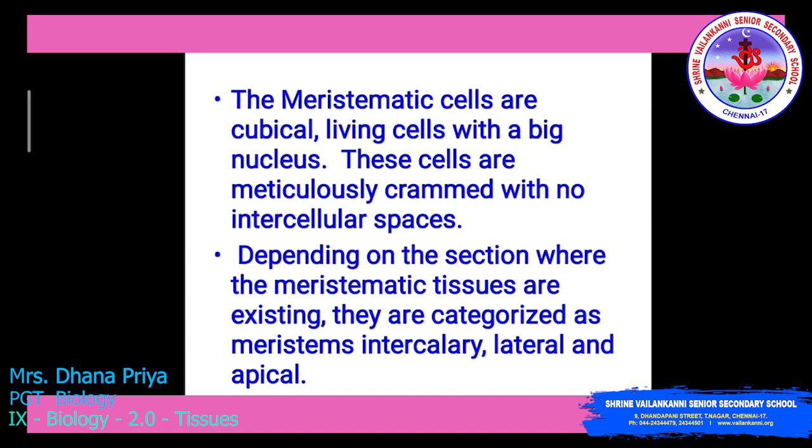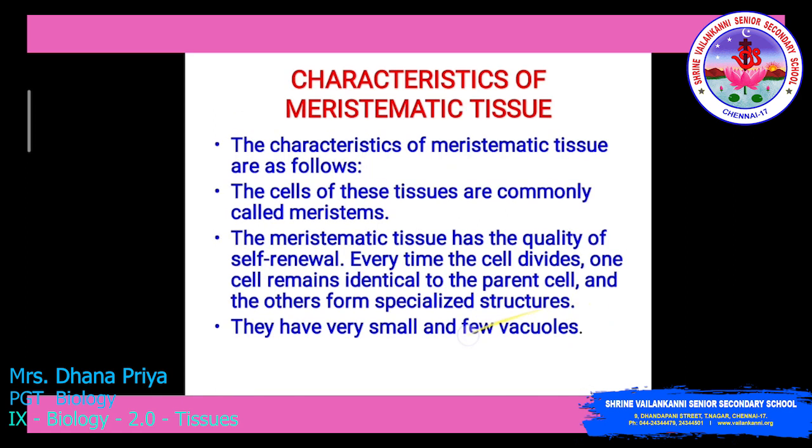Depending on the section where the meristematic tissues are existing, they are categorized as apical, intercalary and lateral. So meristematic tissues are categorized into three types: apical, intercalary, lateral. First we discuss the characteristics of meristematic tissue. So what are all the characteristics to follow in meristematic tissues?